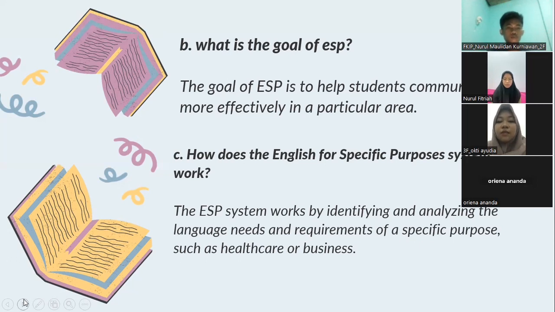Overall, the ESP system aims to provide students with the language skills and knowledge they need to succeed in a specific field or purpose, while also helping them develop general language skills that can be applied to a wide range of situations. Next.